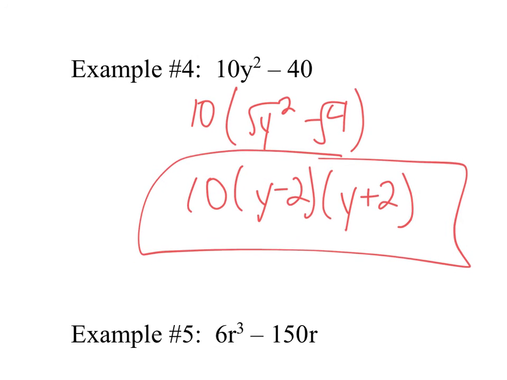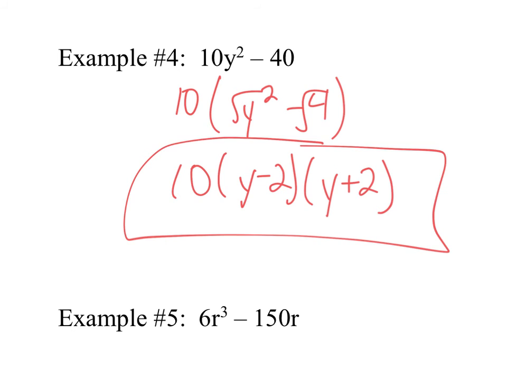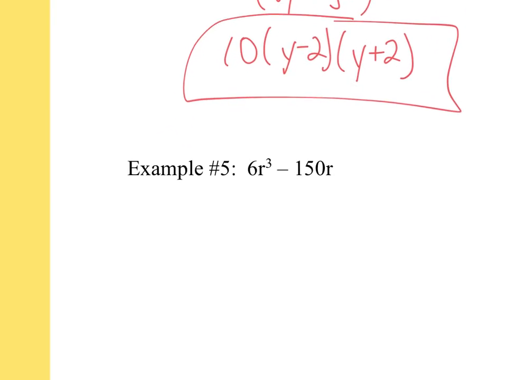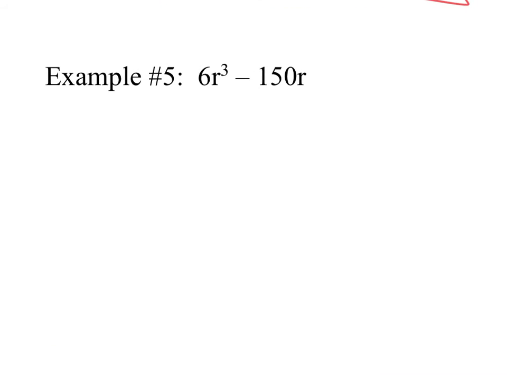Questions on that? Okay, now that you know to check for a GCF first, why don't you try number 5? All right, what is the GCF on this one? 6. Anything else? Do they both have a variable in common? R. Cool. When I take out 6r, what is going to be left? r squared.